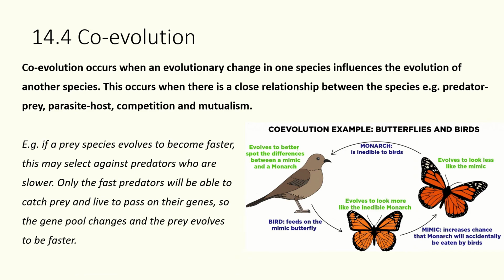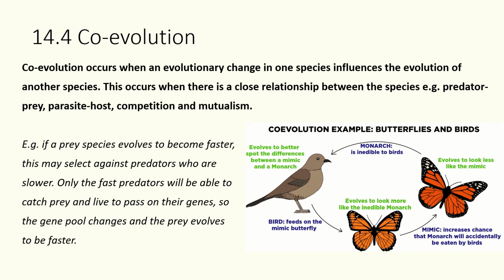Our last one is coevolution, and coevolution is the evolutionary arms race we've been alluding to so far. It can occur whenever you have organisms with a close relationship, and so the evolution of one influences the evolution of another. So predator-prey relationships are fantastic examples of this. Pollination and symbiotic relationships, for example, competition and mutualism, parasitism, all of these close relationships result in coevolution.